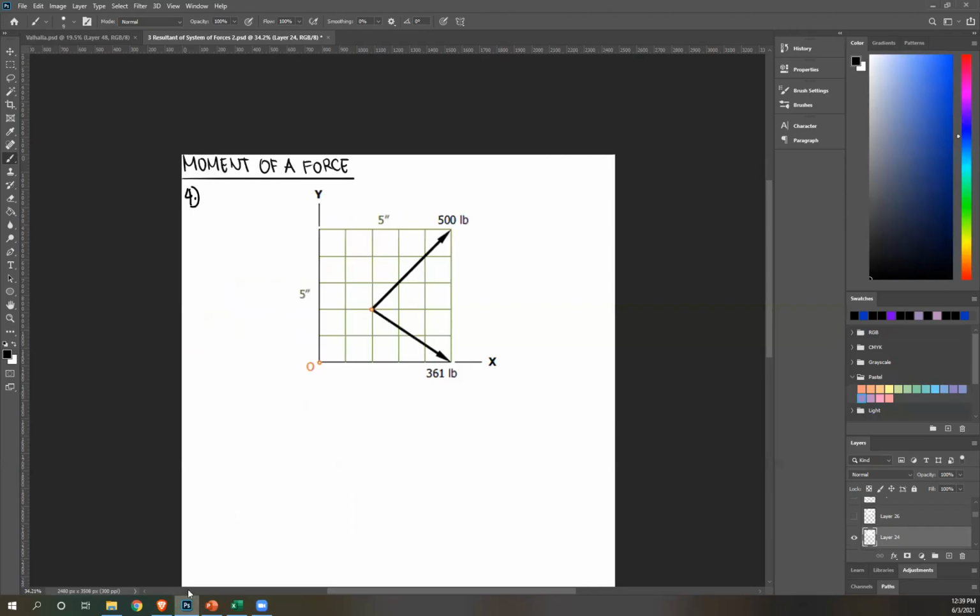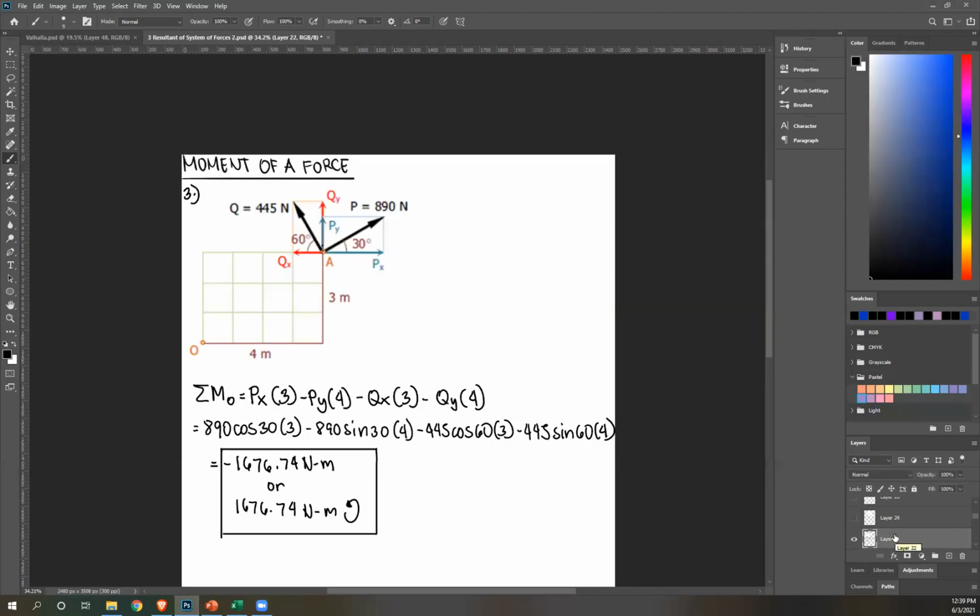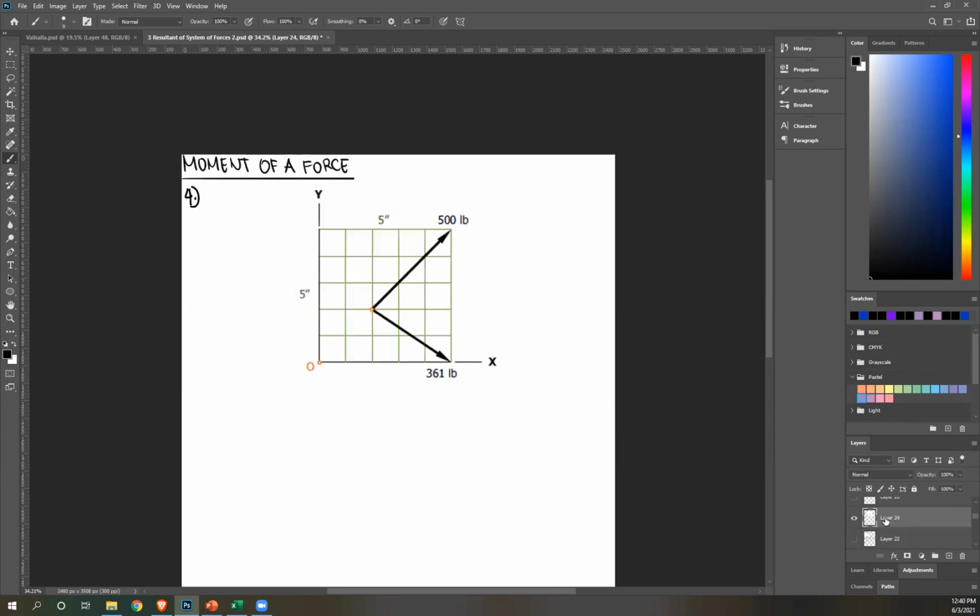By the way, if you want to practice, one thing you can do is resolve number 3, but instead of doing what I did, you can solve for the resultant first, and then get the x and y components of your resultant, and then take the moment about O, like what I did here. Okay, if you want to practice, do that.